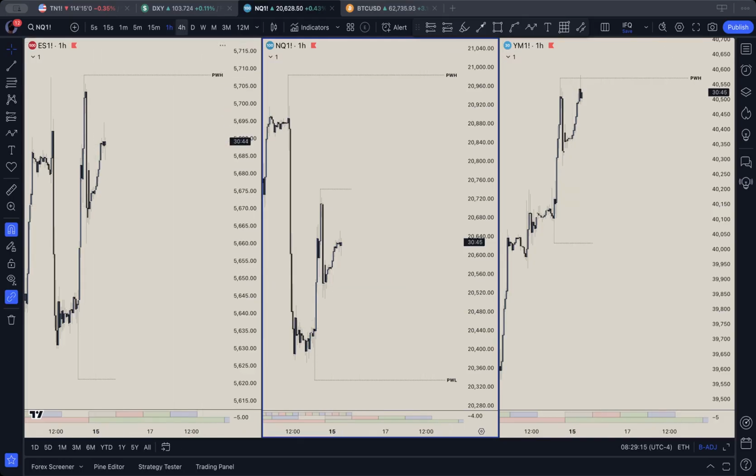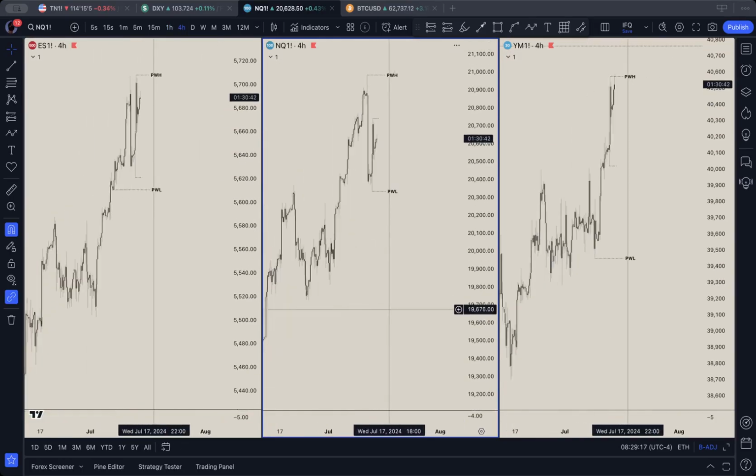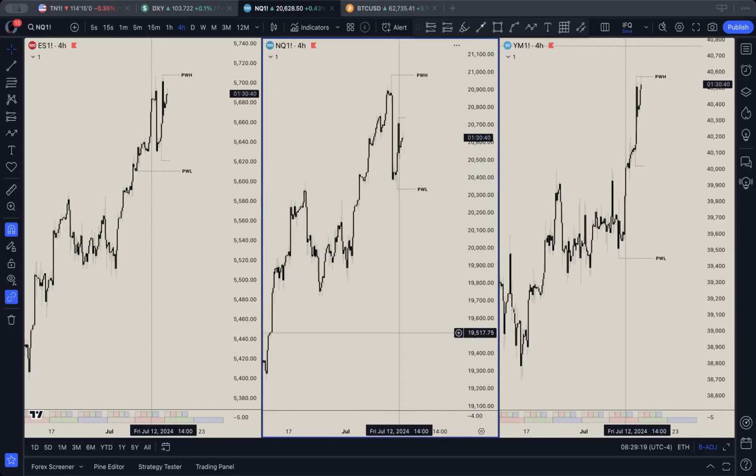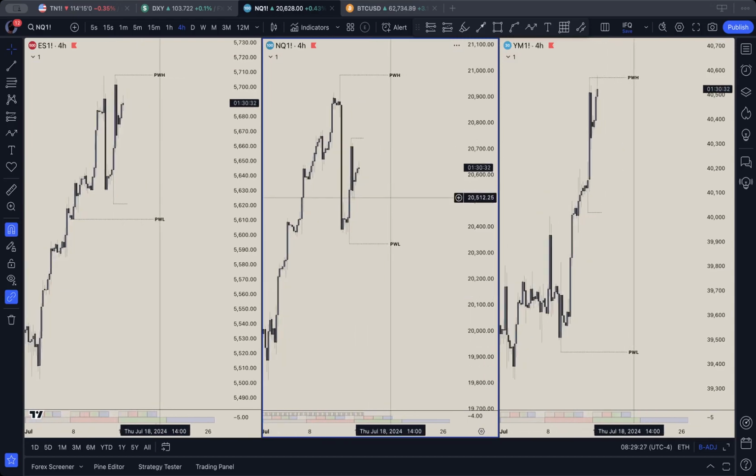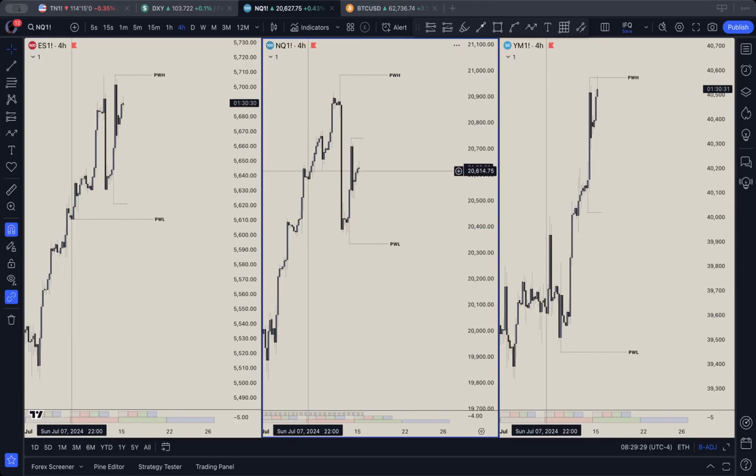If you zoom out, so let's go to the 4 hour chart. I want to look at where we are in terms of the monthly cycle right now, and it looks like we have traded below the true open on Nasdaq and YM, and then traded higher after that.